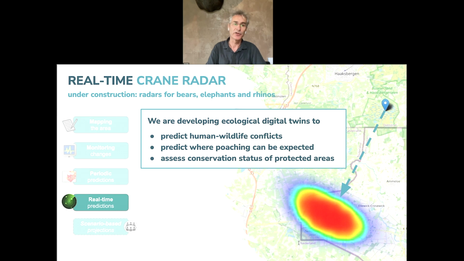And in the future, we want to extend that to scenario-based projections, like what would or could happen if we are going to build a road through this reserve, or if electric fences will be installed around the cattle. Will we then have more or less human-wildlife conflicts, or will biodiversity be increasing or decreasing? This is our latest and greatest, what I could show you.